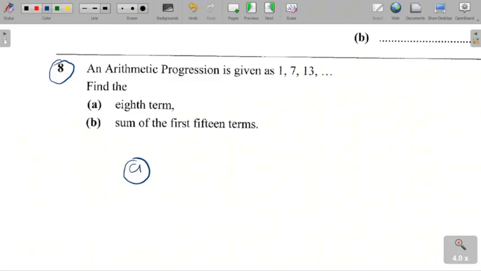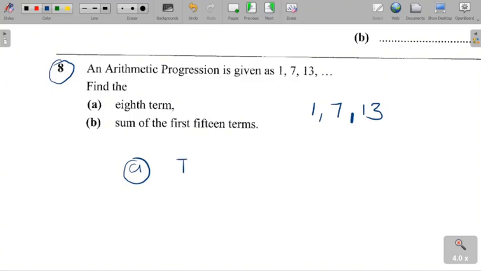An arithmetic progression is given, so your AP that you are being given is 1, 7, 13. The question is, find the 80th term. So here you're going first to come up with the formula.